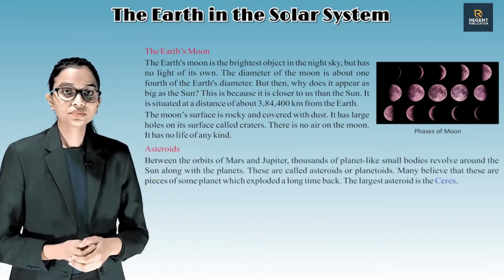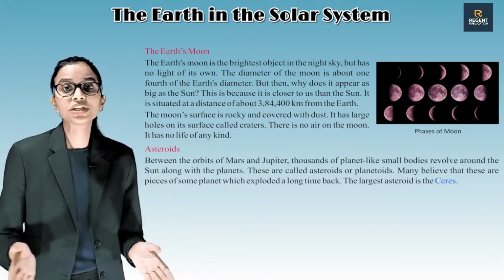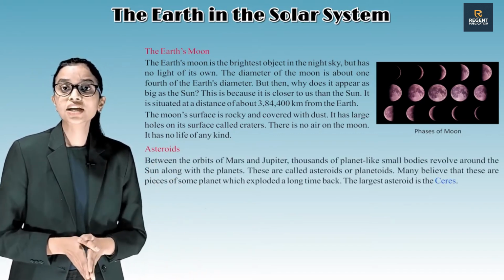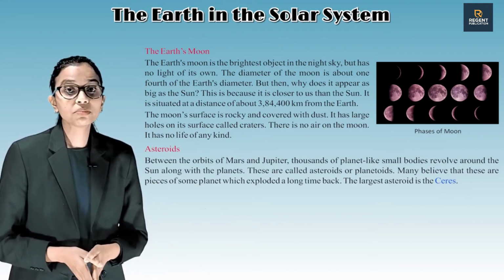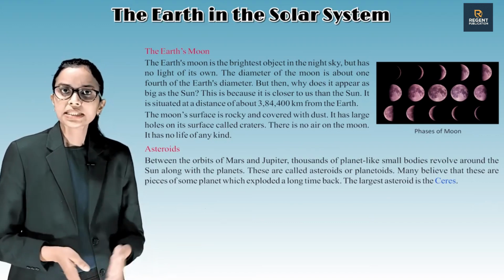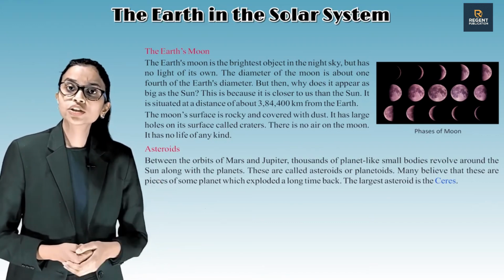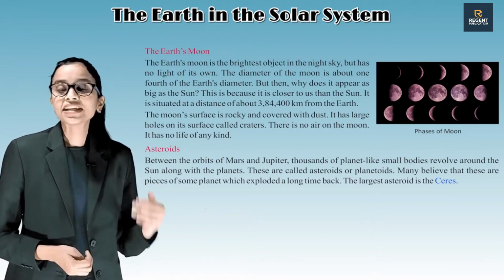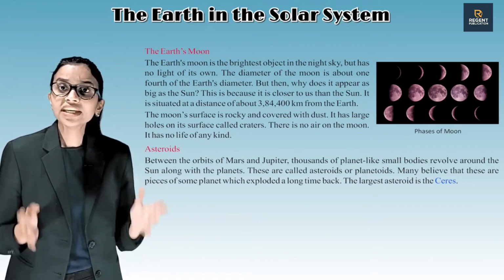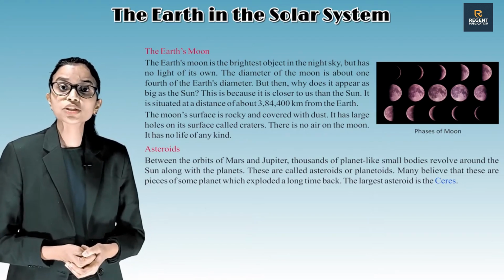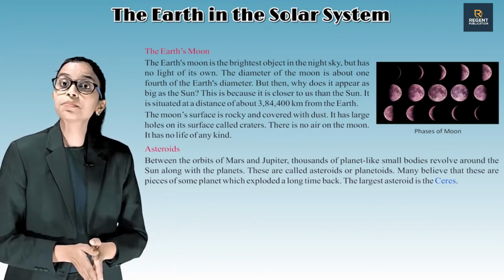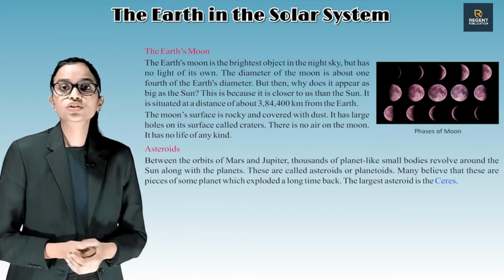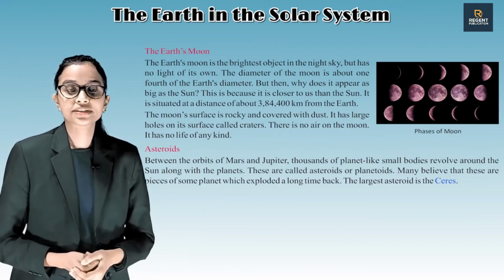Asteroids. Between the orbits of Mars and Jupiter, thousands of planet-like small bodies revolve around the sun along with the planets. These are called asteroids or planetoids. Many believe that these are pieces of some planet which exploded a long time back. The largest asteroid is the Sirius.